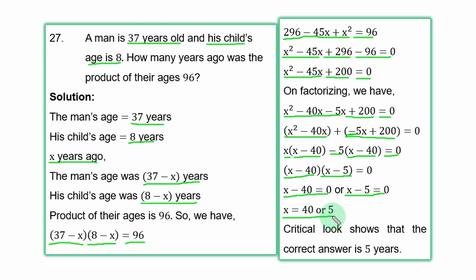Critical look shows that the correct answer is 5 years. 5 years because if you decide to put 40 here, you are going to have negative, and age cannot be negative. So if you put s in this bracket, you are going to have 37 minus 5, and that is 32. That's what we are saying, that s cannot be 40 but 5. Are you following?